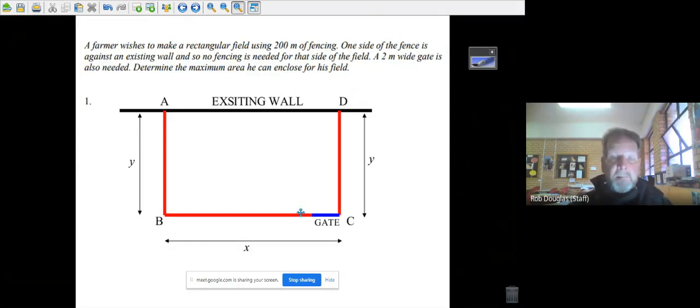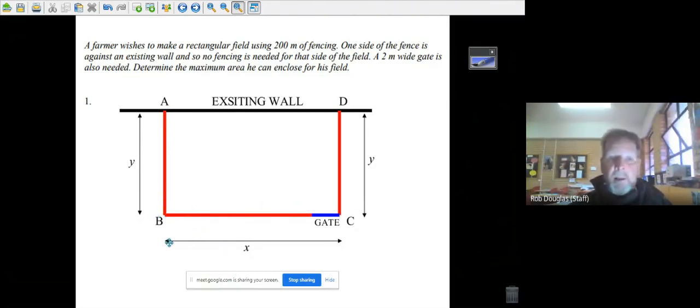So here's the deal. There's 200 plus the gate, that's 202 meters. It's going to make a rectangle, but there's two things you don't know. First, it's good to draw a diagram of a situation like this. There are two things you don't know. You don't know the width of this rectangle, and you don't know the length.